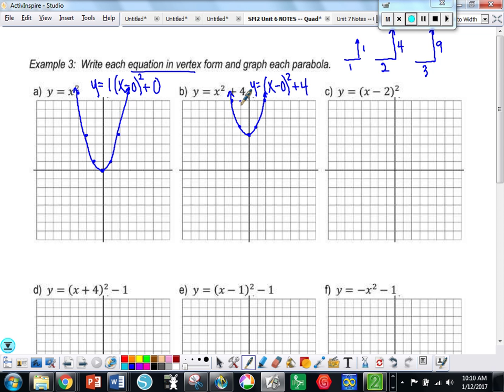So much better than doing the negative b over 2a, right? So much better than plotting the intercepts and then trying to find a middle line and doing some weird thing. Makes me happy. Try part C on your own.